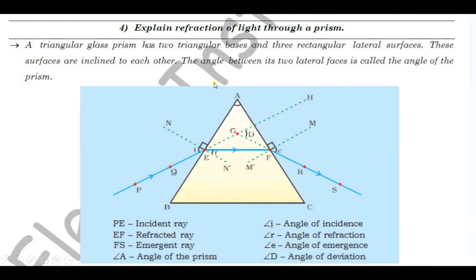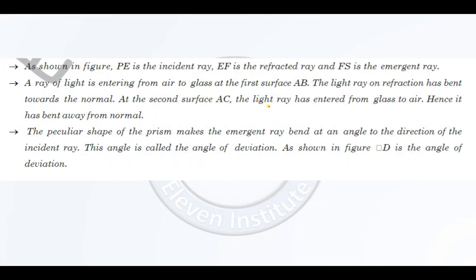So this is the answer that you have to write in your CW. Explain the refraction of light through a prism. There are two parts. This is the first part that you have to write, the introductory line and this diagram as per the textbook. Pause the video and write this much down. Once you finish writing this much, you have to write this. This is the continuation to that answer. That's it. This is the angle symbol actually, right?